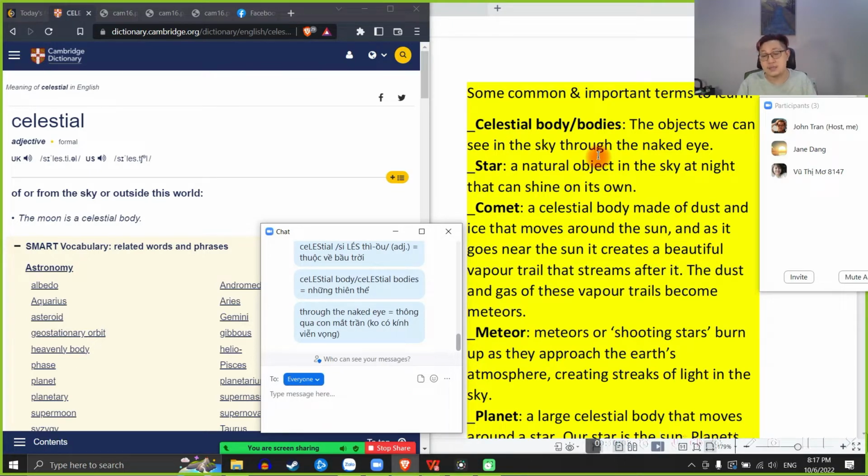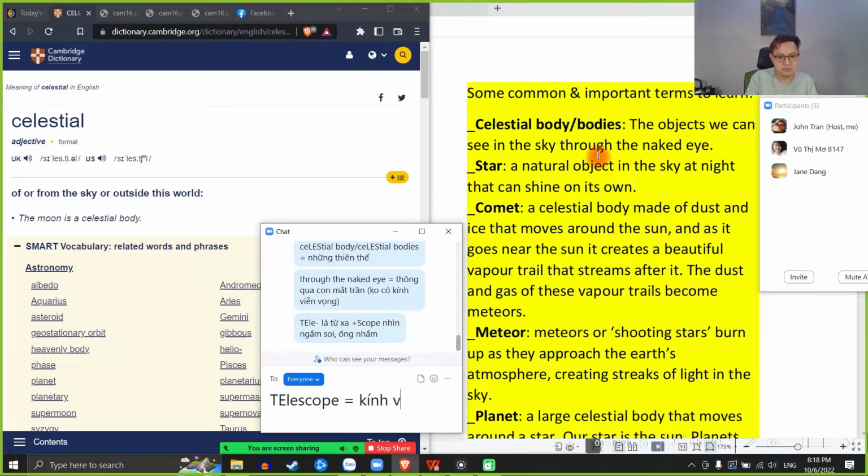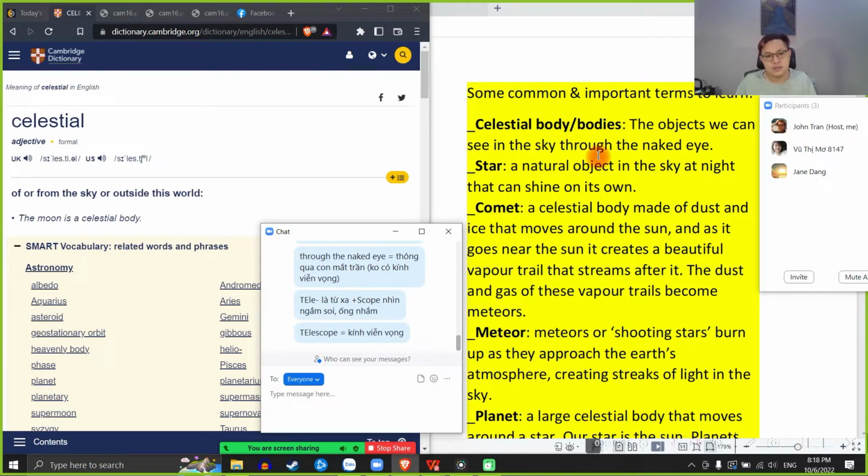So the naked eye means the eye is not assisted or helped with a kind of lens or any telescope or something. We have the word tele là từ xa, cộng một chữ scope là nhắm, nhìn, ngắm, soi, ống nhắm. So we have the word telescope là kính viễn vọng. So a telescope is something you use to see very far away objects. So thiên thể tức là những vật thể chúng ta có thể nhìn thấy trên bầu trời thông qua mắt trần, không cần kính viễn vọng gì hết.